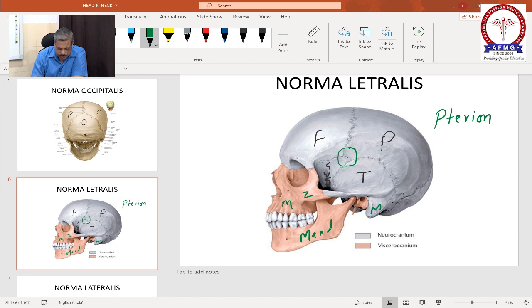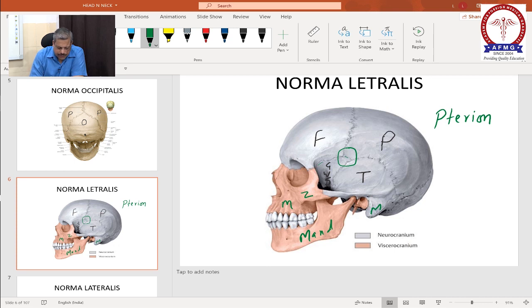This is the zygomatic arch. This is the temporal process of the zygomatic bone. This is the zygomatic process of the temporal bone. Both fuse with each other to form the zygomatic arch or the zygoma. Now this is the lateral boundary of the orbit. Because this is the zygomatic bone, this is the frontal process of the zygomatic bone, and this is the zygomatic process of the frontal bone.